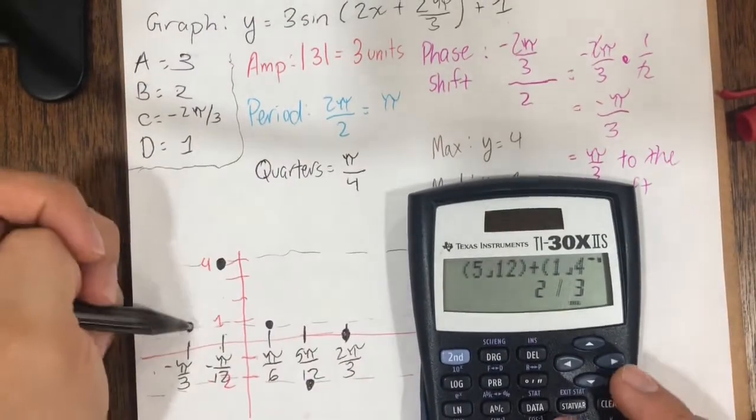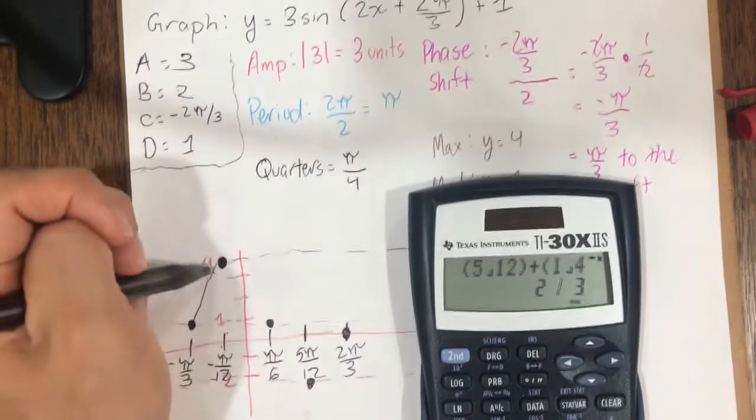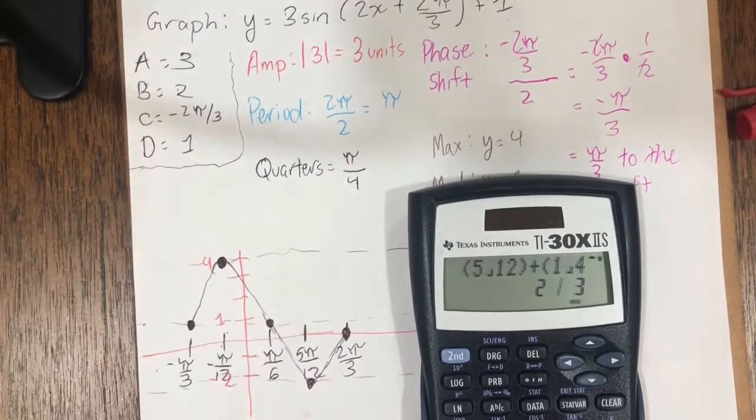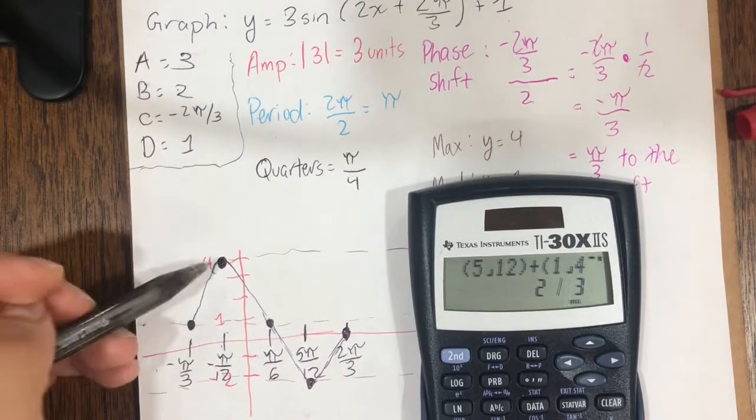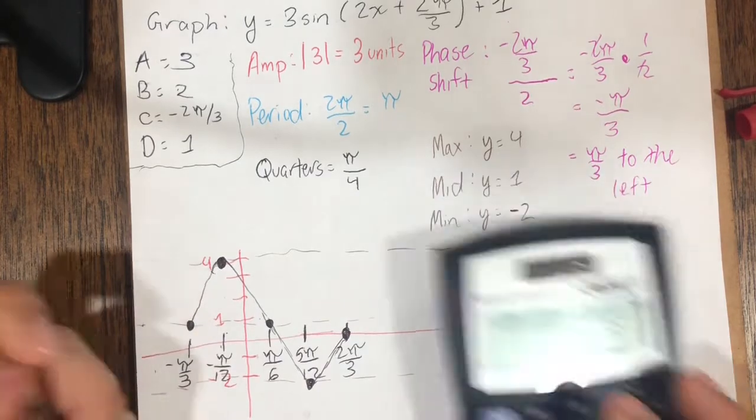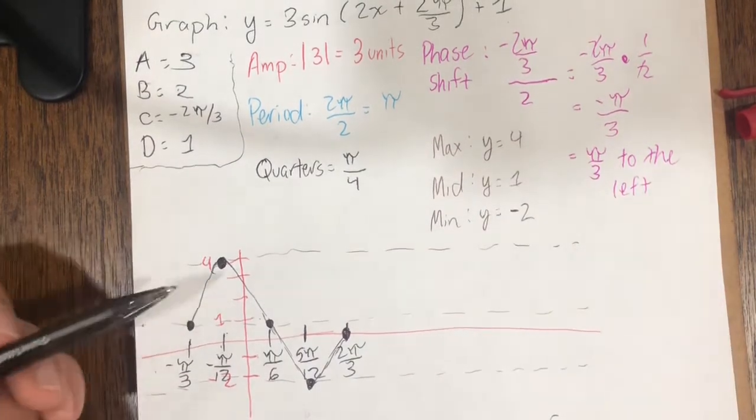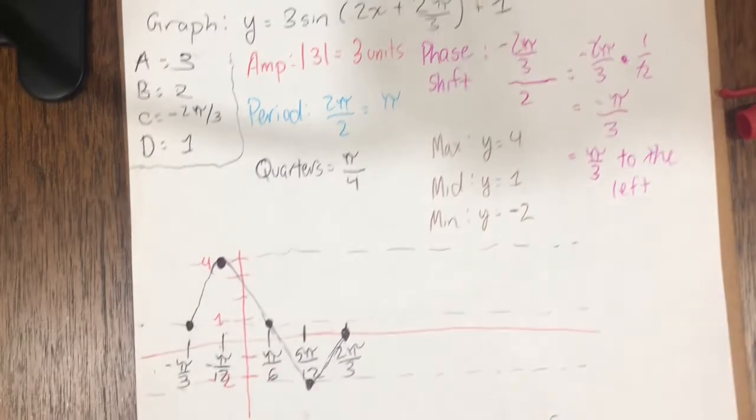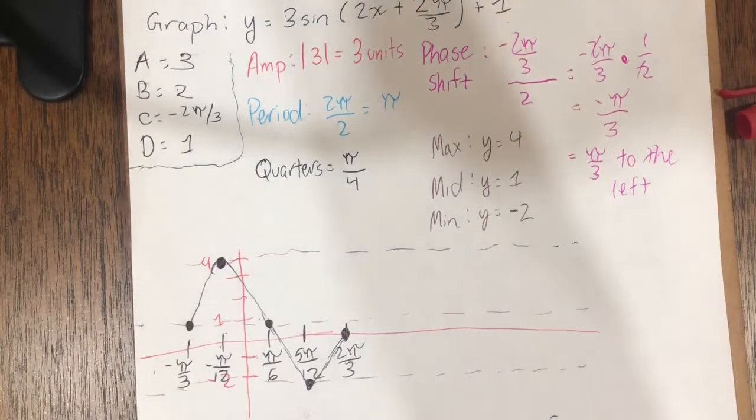All right, so I have my graph. We start at mid, then max, mid, then min, then mid. All right, if you guys recall for cosine, we have max, mid, min, mid, max. All right, so now for the rest of the review, we're just going to be looking at some questions based on the type of function that we're given.